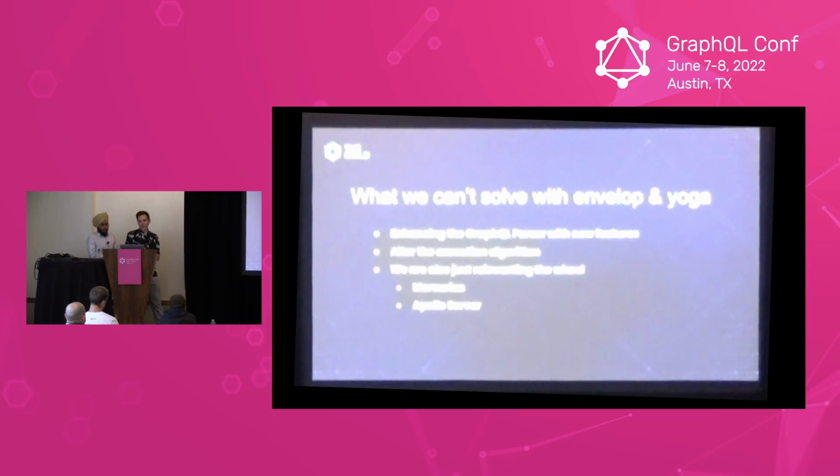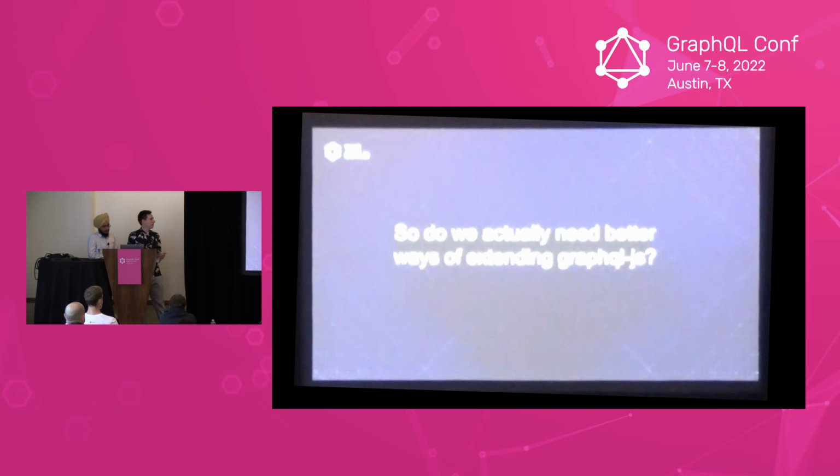So after some time, we're realizing, okay, what we're actually doing with Yoga and Envelope is just, again, reinventing the wheel. Mercurius has it in some way, Apollo Server has it in some way, and maybe in Yoga we did it a bit better. I might be biased, but the question for us arises: might it be possible that we need better ways of extending GraphQL-js? So it's easier to adopt new language features, and help people to actually test those things before it becomes part of the spec and is available in GraphQL-js.